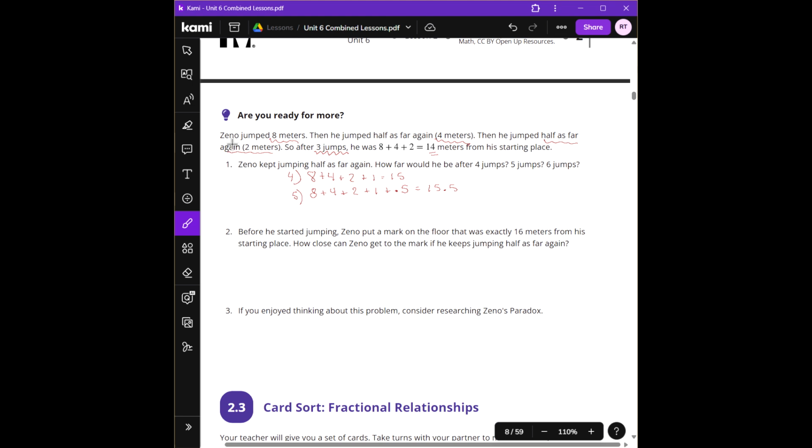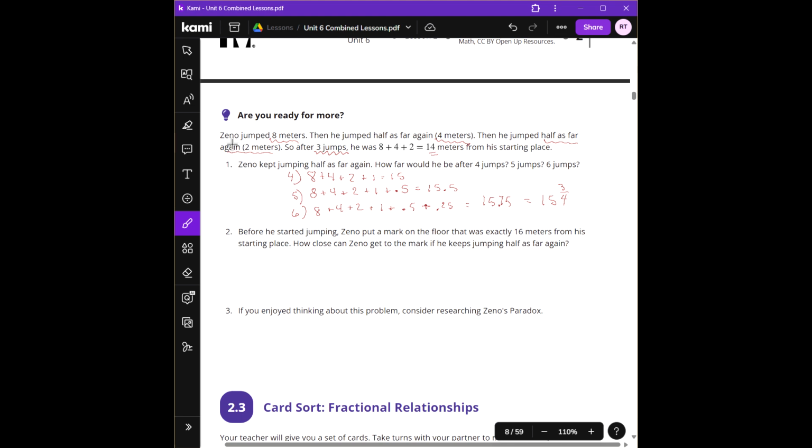And then after the 6th jump, we'll have 8 plus 4 plus 2 plus 1 plus 0.5. Half of that is going to be plus 0.25. So this is going to be 15.75. We can also write this, it's also equal to 15 and 3/4.